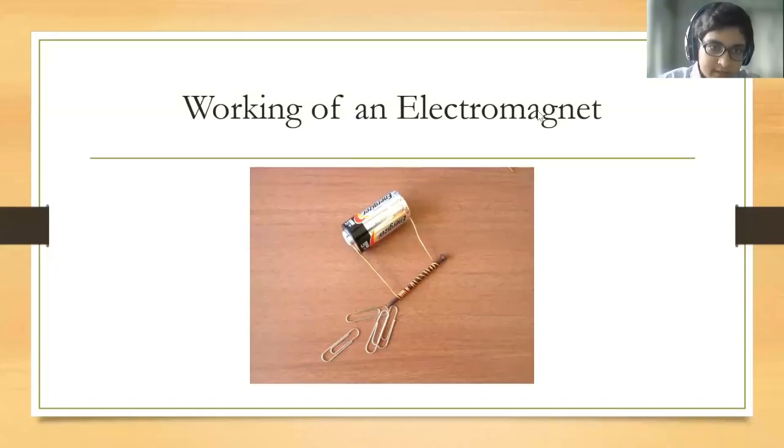Working of an electromagnet. Let's consider the iron nail itself. Why does it not produce a magnetic field when not influenced by an electric current? Normally, the atoms in the nail are oriented in random directions and their individual magnetic fields cancel each other out. Under the influence of an electric current, these atoms are reoriented to start pointing in the same direction.